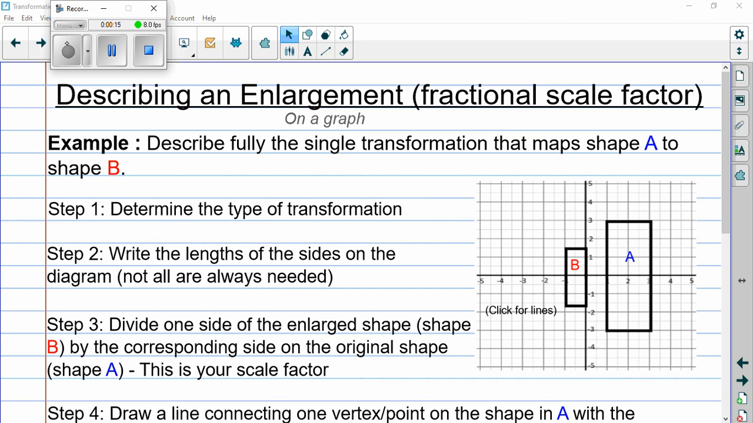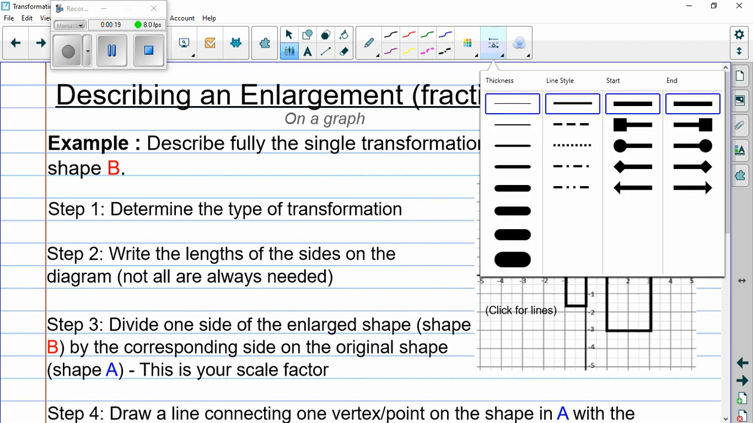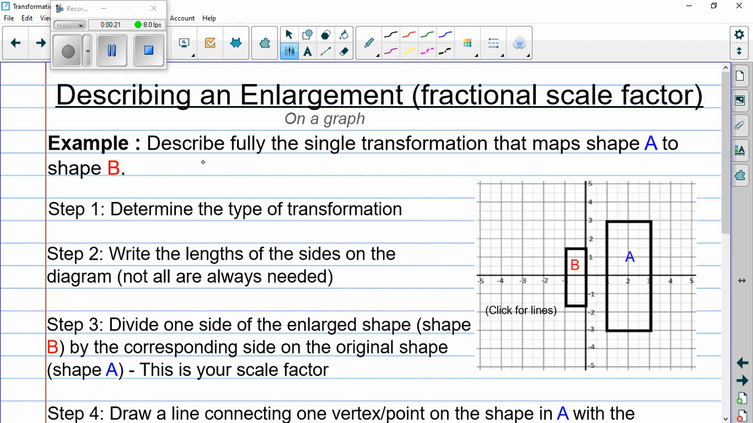So determine the type of transformation. No matter what, if it gets bigger or smaller, we still always call this an enlargement. Right? So that would get you one of your marks. Always answer, even if you can't figure out the center. Always say it is an enlargement, and then if you can find a scale factor, even better.